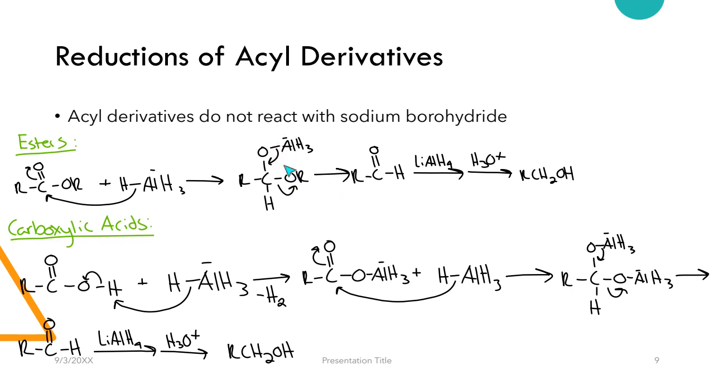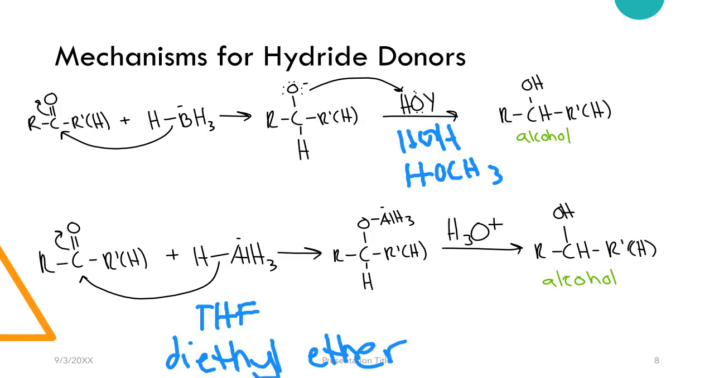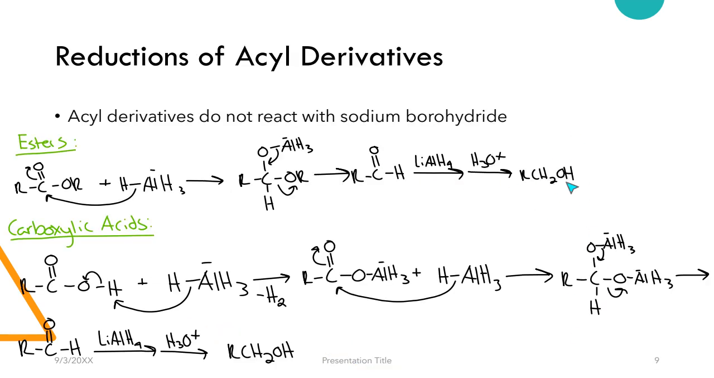But in this case, OR is a good leaving group, which means it can come off easily. So what will happen is these bonding electrons here will come down to form a double bond, which will push off this leaving group, okay? Which will then just give us an aldehyde, right? If we have this in excess, which we always do, this will then reduce further via this mechanism to an alcohol again. So you can completely reduce esters all the way to alcohols too.